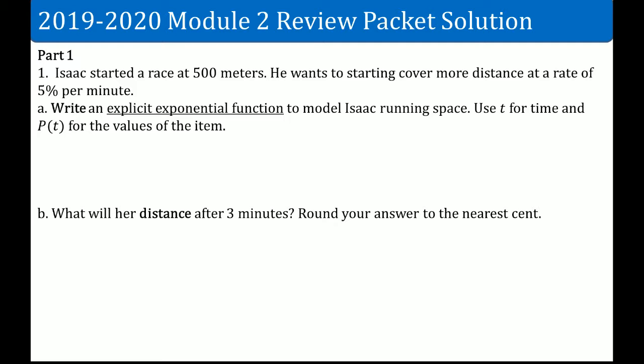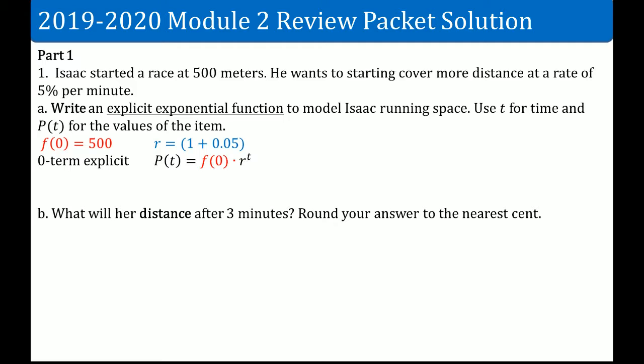Okay, so we see here that he starts to run at 500 meters. So that's going to be your zero term, that's f of 0. And your r is 1 plus 0.05. It's 1 plus because he's covering one more distance. And the 0.05 is the decimal of 5%. 5% in decimal form is just 5 divided by 100, which is 0.05.